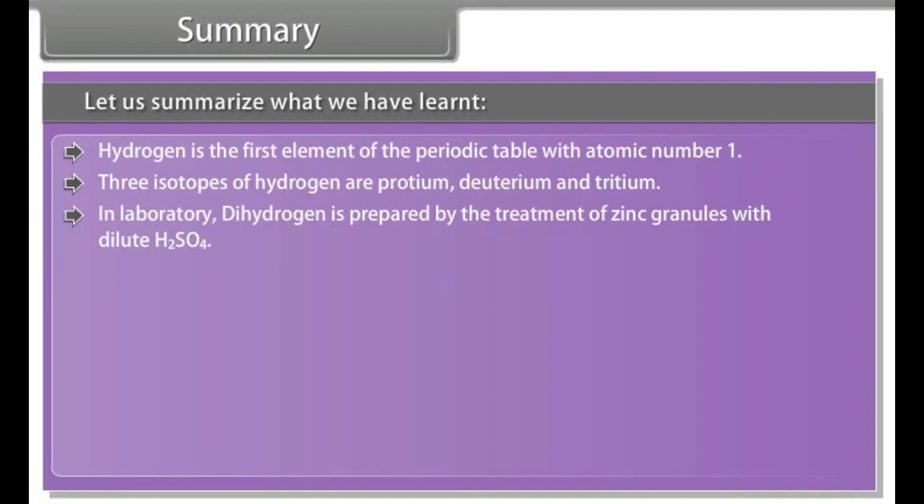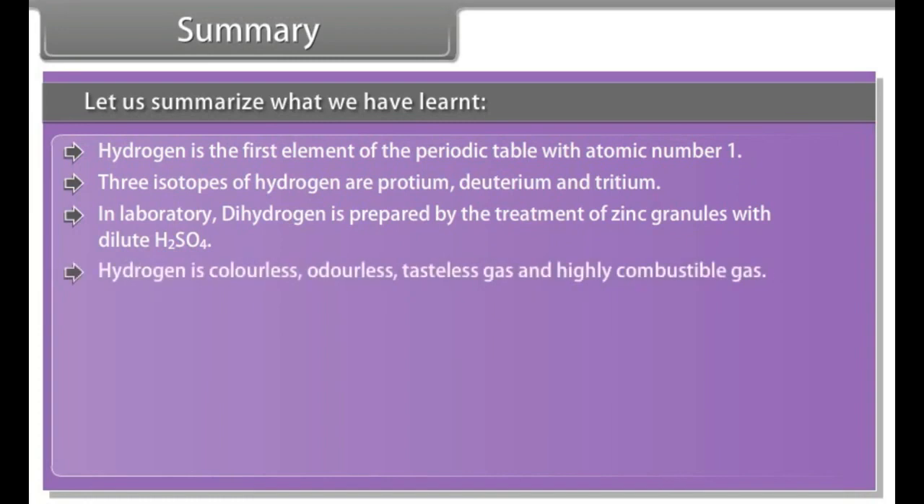In the laboratory, dihydrogen is prepared by the treatment of zinc granules with dilute sulfuric acid. Hydrogen is a colorless, odorless, tasteless and highly combustible gas.